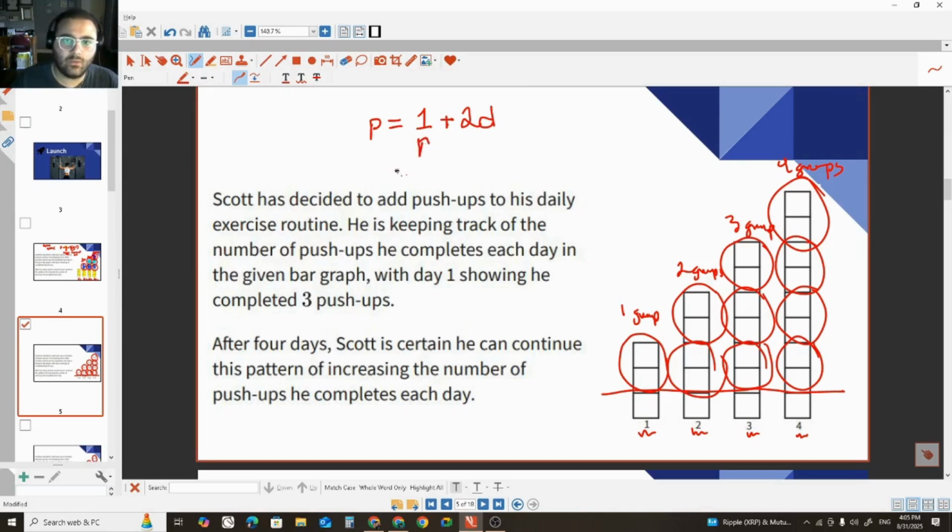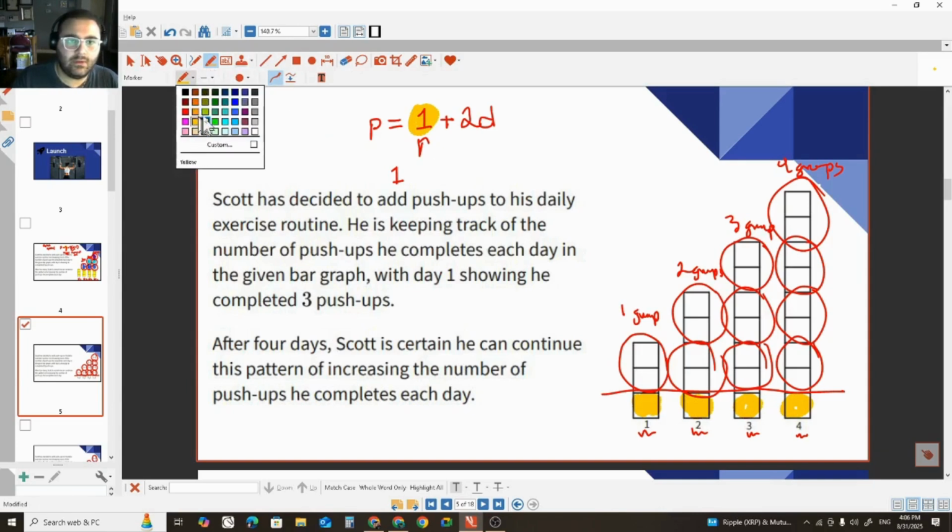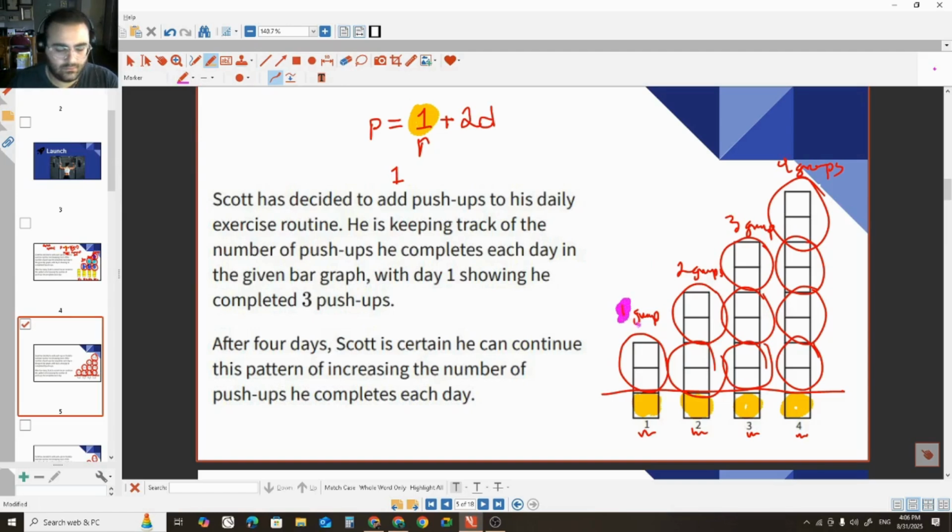So this was our 1 block in each day, right? That's this block right here. I'll highlight it in a color. Say yellow. So we have the 1 in each day, right? And then the 2, so we have the D groups. Ooh, I need it a little more transparent than that. So it's always the same, right? The number of groups is always the same as the day. So essentially we have D groups of 2 blocks.